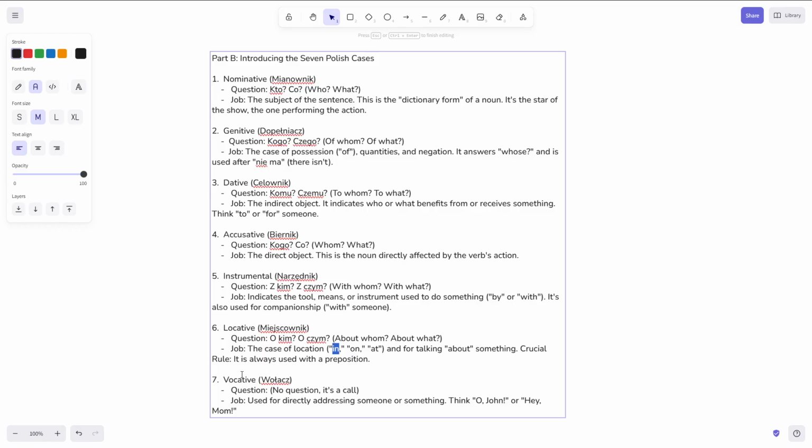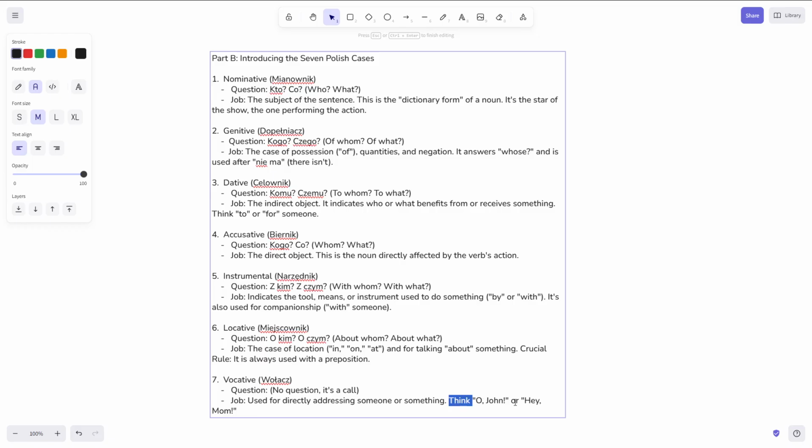And the last one, vocative, wołacz. There is actually no question for wołacz. It is just a call and a sudden shout. The best way to think about it is, how would you shout at someone to pay attention to you or to notice you, okay? Like, for example, if I have a friend called Adam and I see him on the street and I want him to look at me, I'm gonna shout, Adam, Adam, right? It's that shouting mechanism.